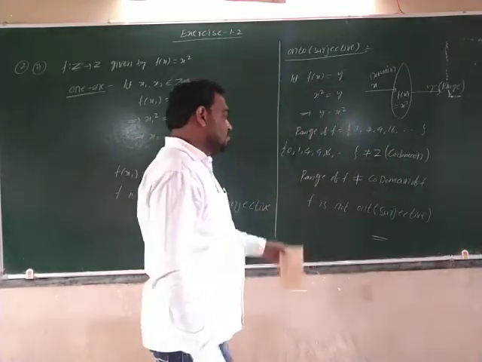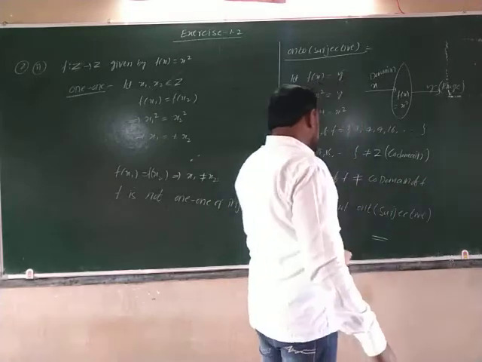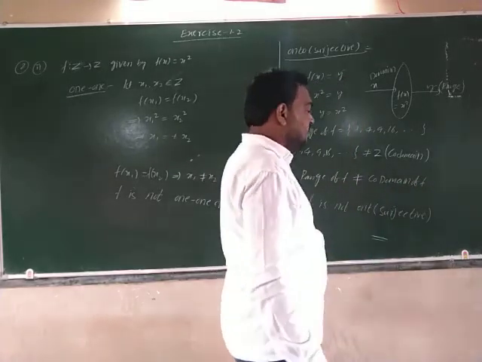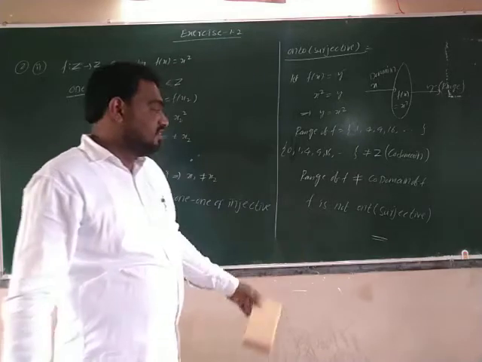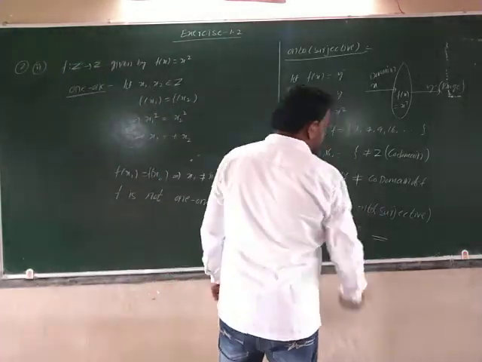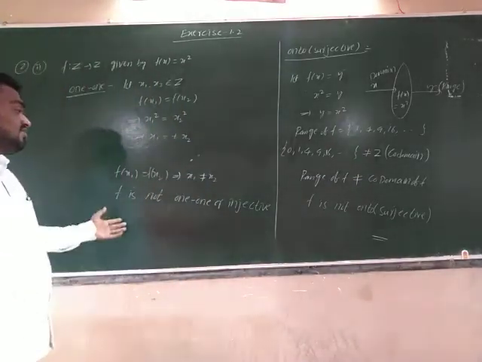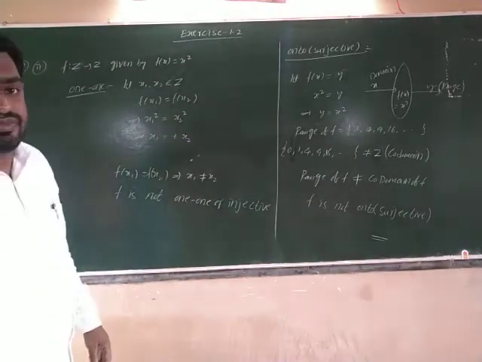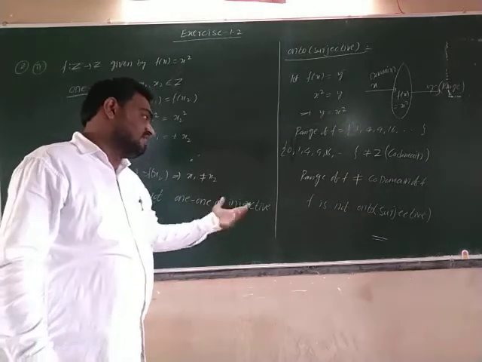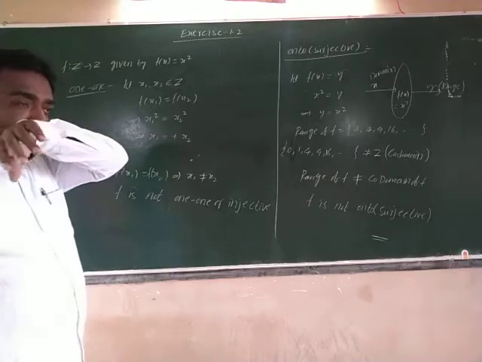Right? So the range of f is not equal to the codomain of f. Therefore, f is not surjective or onto. So this is the answer. That means the given function f is neither injective nor surjective. Neither injective nor surjective is your answer. This is question number 2.